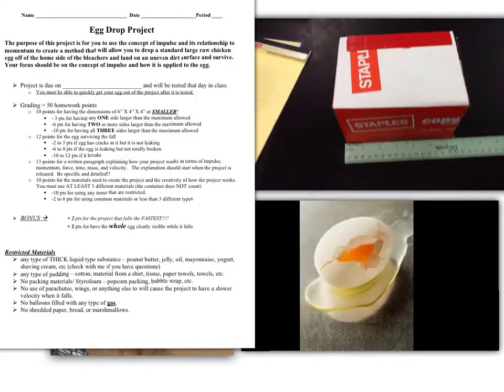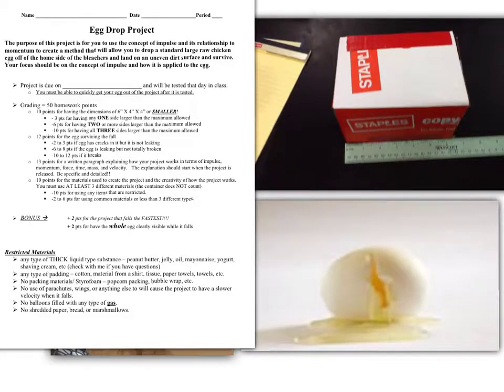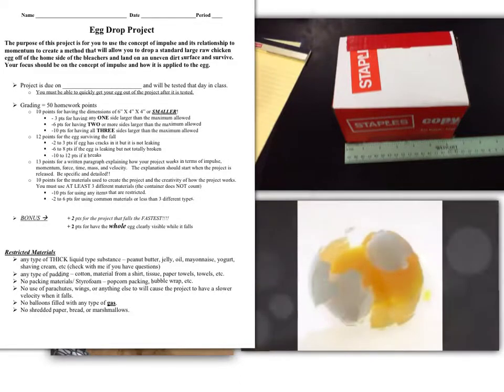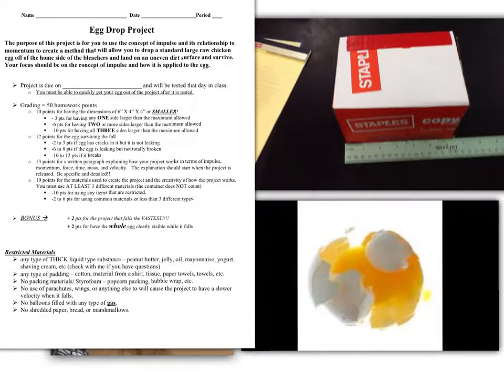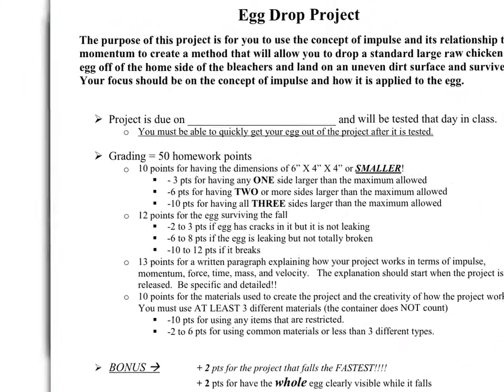There are all sorts of things that I'll see, where this one looks cracked in half, and you're going to lose different amounts of points based off of what the egg looks like. And then of course, ending with your egg being totally destroyed in your project, and therefore you're going to lose all of those 12 points.